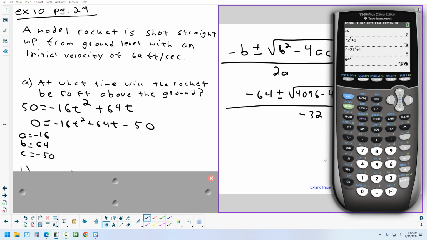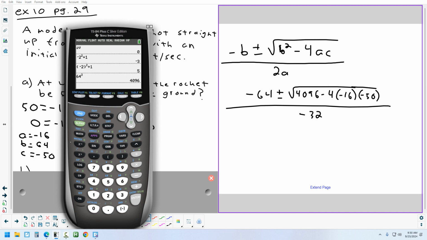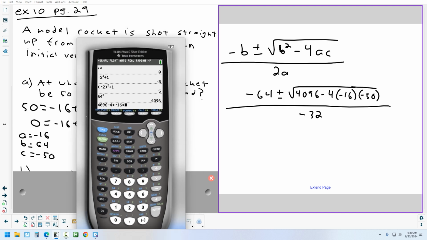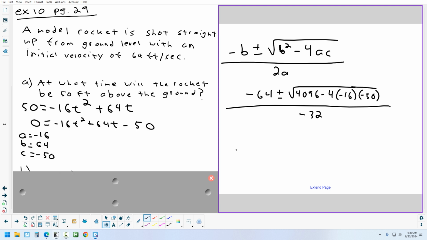Okay, so what I want to do is simplify what's under that square root just so I don't have to deal with all of that. So it's 4,096 minus 4 times negative 16 times negative 50. Okay, as long as I type that all in right, I think we're okay. Should be 896.